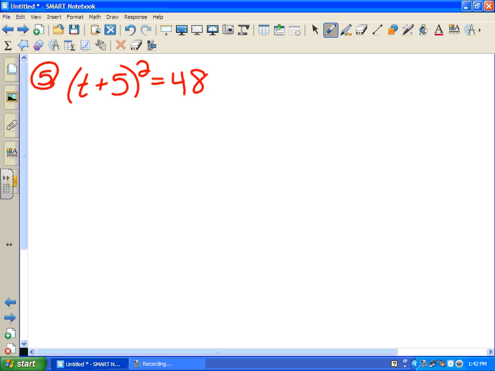So anytime you solve an equation, you're just working backwards. So what can I do to work backwards to get rid of the square root? Square root. Opposite of squaring something is square root. So we've already said the square root and squared cancel each other out. You just get t plus 5 equals radical 48. What's radical 48?